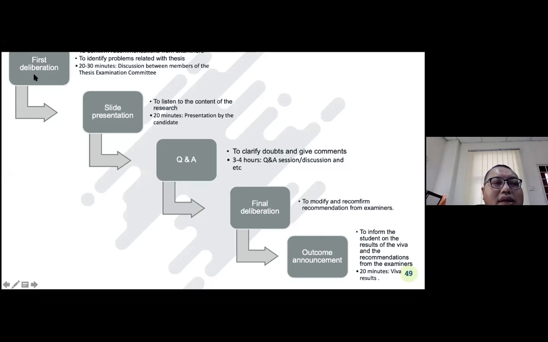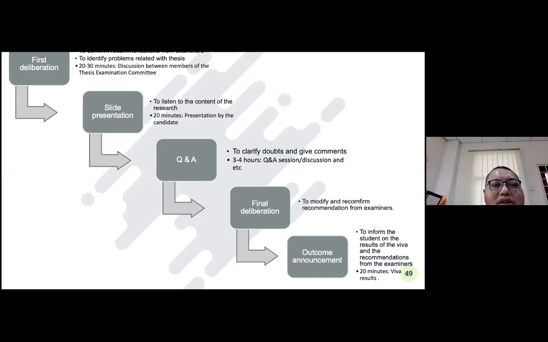In the first deliberation, we as examiners discuss the pros and cons of your thesis, its strengths and weaknesses, and what we need to highlight during the Q&A. By right, during the first deliberation we already have an early verdict, and normally the chairperson will have a decision at this time. At this moment, maybe we are planning to give the student a resubmission, for example. And then after 20 minutes, it depends.